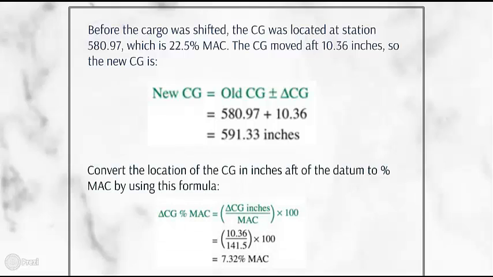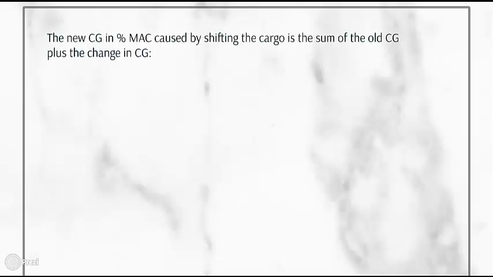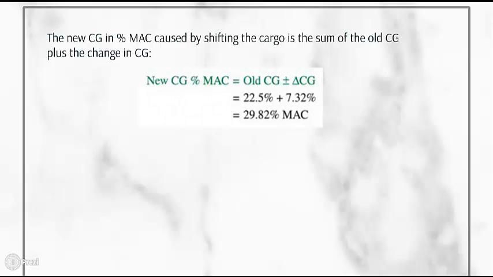Convert the location of the CG in inches aft of the datum to percent MAC by using this formula. Change in CG percent MAC equals change in CG inches all over MAC times 100. Substituting the values, it will be 10.36 divided by 141.5 times 100. The answer will be 7.32% MAC. The new CG in percent MAC caused by shifting the cargo is the sum of the old CG plus the change in CG.